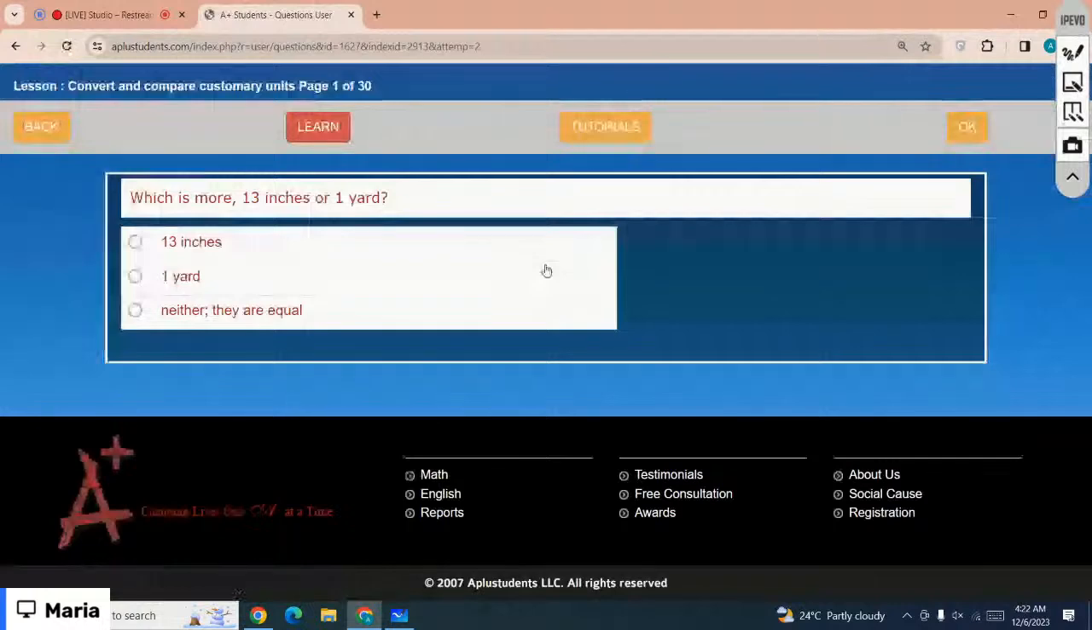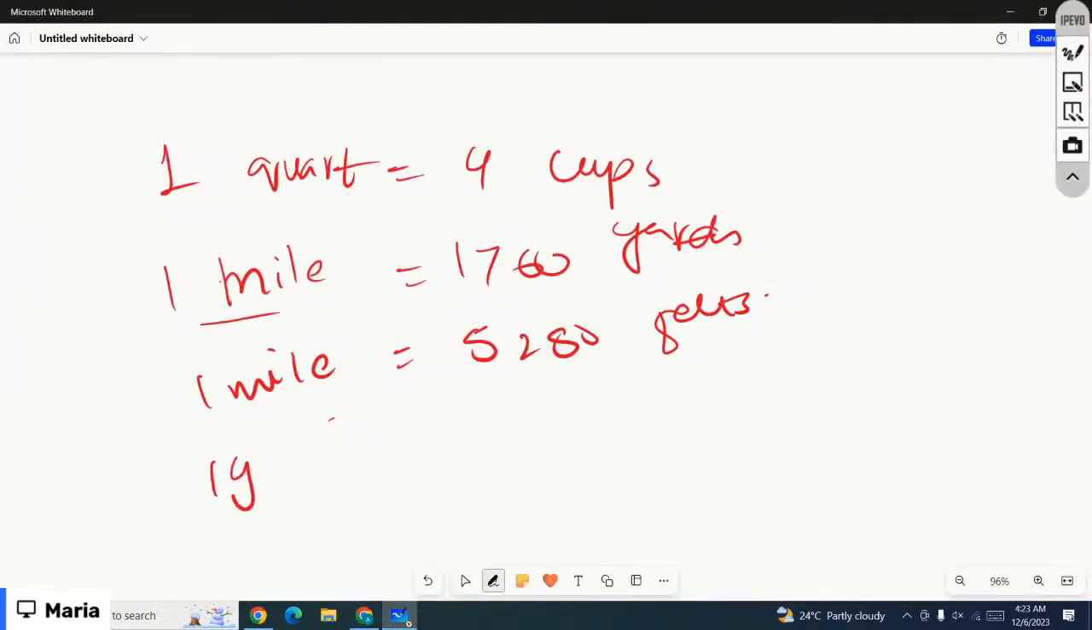Okay, which is more, 1 yard 13 inches or 1 yard? Which is the correct option? 1 yard equals 12 inches, right?